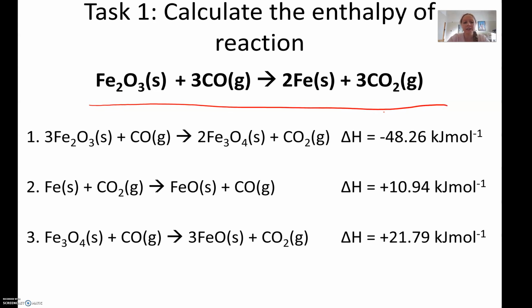This time it was given. So let's just get started. It's quite easy to see that what we need from equation 1 is F2O3, but we don't need 3 of them.